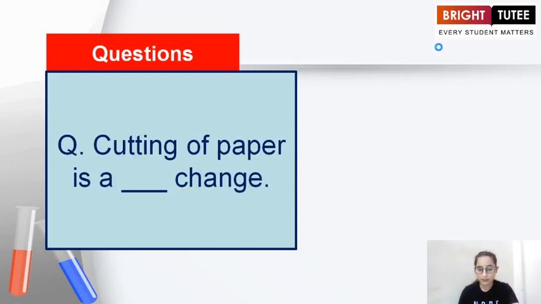Next question. Cutting of paper is a, what is the cutting of paper? It is basically a physical change, as I just explained. It is a physical change because there is no new substance found, right? There is a change in the physical property, which is shape, and there is no change in the chemical properties. You will be learning about chemical properties in the second lecture. Till then, this is enough answer for you, that you have to mention that cutting of paper is a physical change.